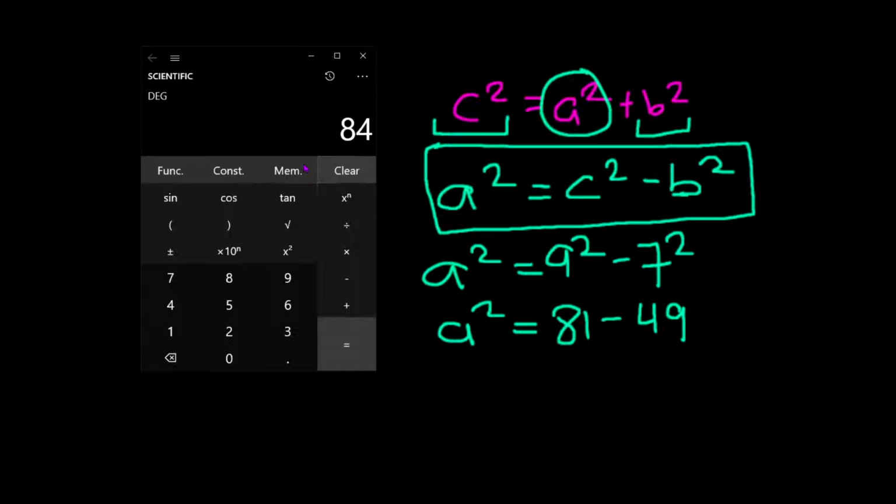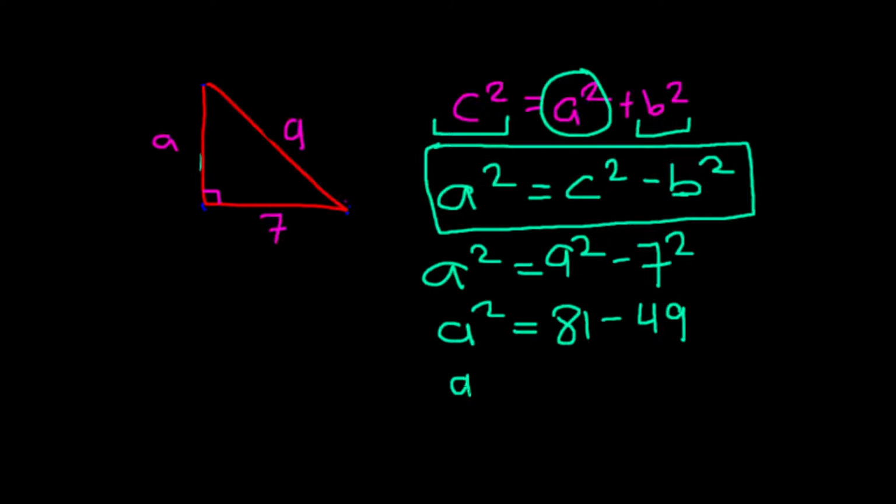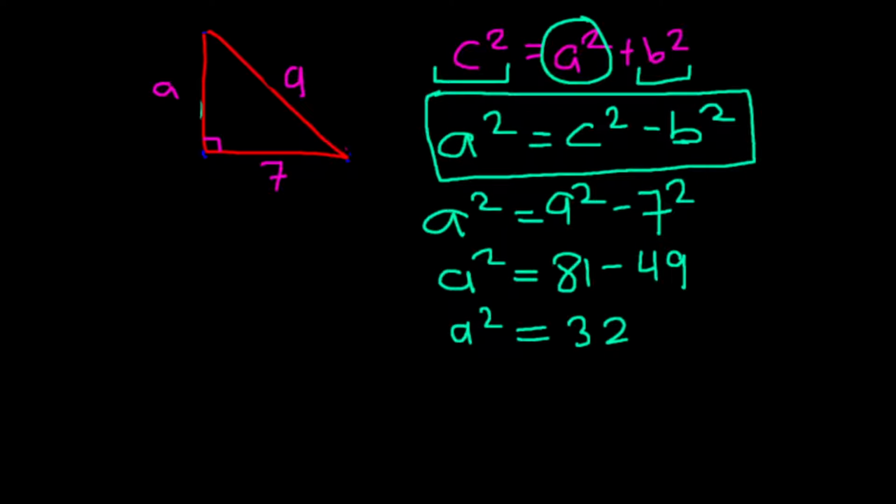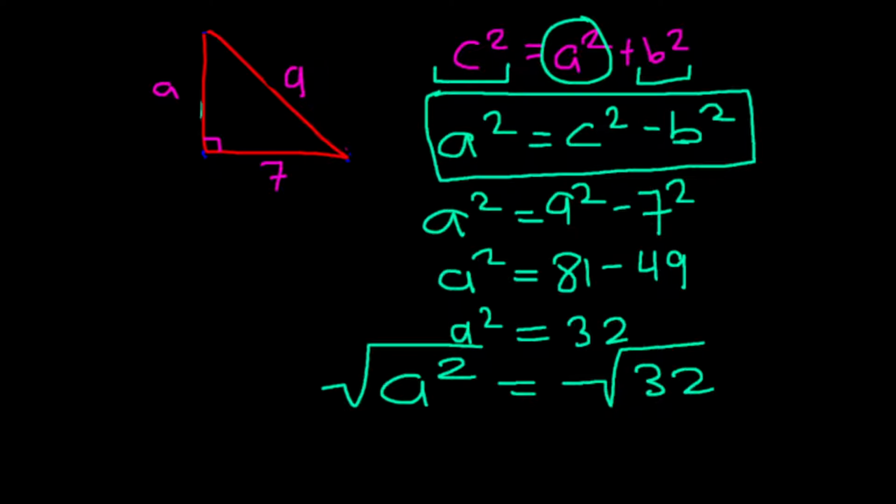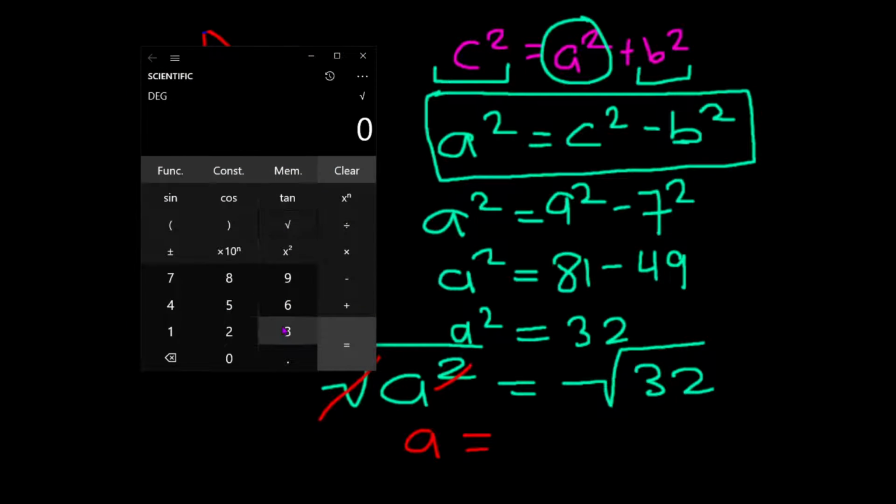I'll go to my calculator. 81 minus 49 is 32. All right. Let me scroll down a little. Just like before, once you have a square and you're trying to get rid of it, you square root it. So these two cancel out, and in order to square root one side, you have to do the same for the other side. The square root cancels the squaring, and a is simply equal to the square root of 32, which is 5.66.